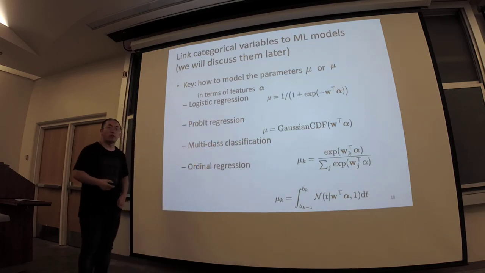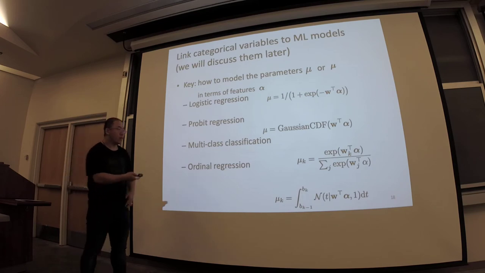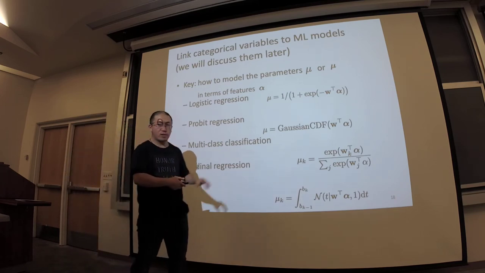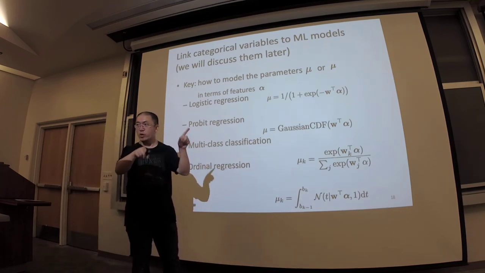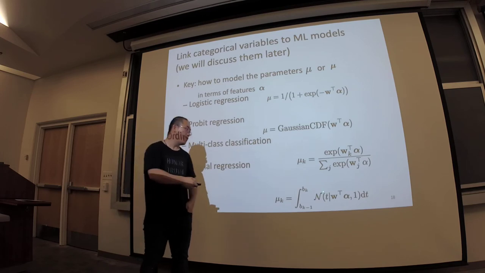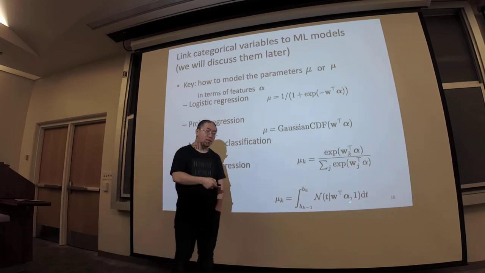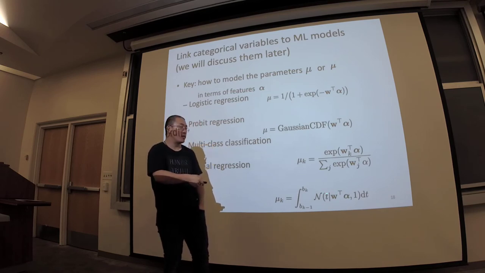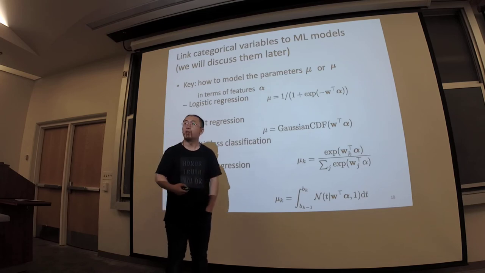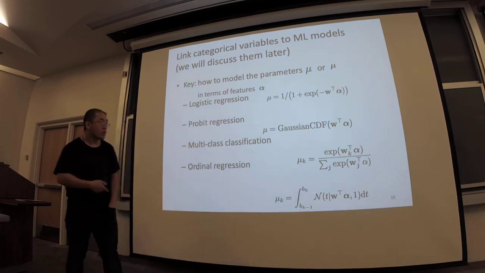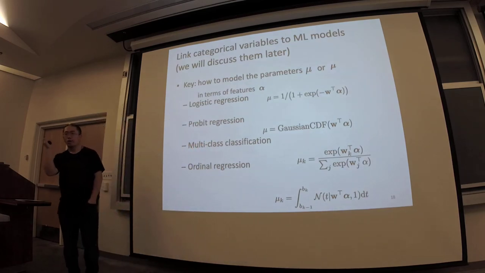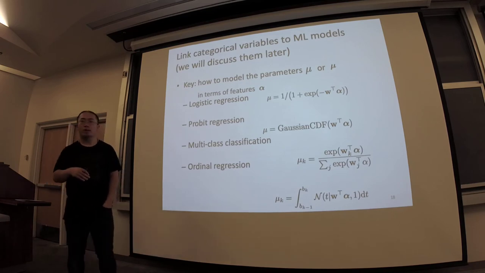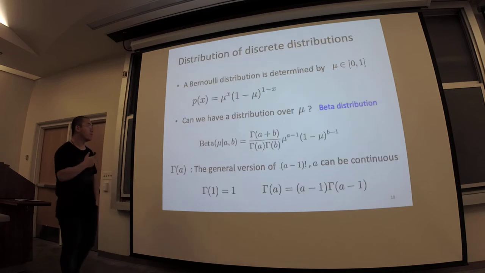And for ordinal regression, if you want to do ranking, then you can define mu k as the integral over some specific region. The integrand is a parameterized Gaussian, and the mean of the Gaussian is determined by the inner product between the feature vector and the feature weight vector. So just to give you a hint of how those distributions are linked to commonly used probabilistic models or machine learning models.